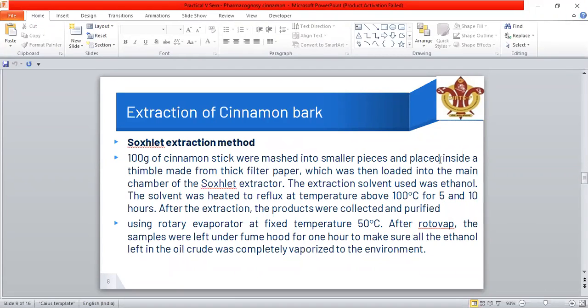For this, you need 100 grams of cinnamon stick, mashed in smaller pieces and placed inside a thimble made from thick filter paper, which is then loaded into the main chamber of the oxalate extractor. For the extraction solvent you use ethanol. The oxalate apparatus works on the principle of cold extraction process, since the solvent, when it gets evaporated, gets condensed.